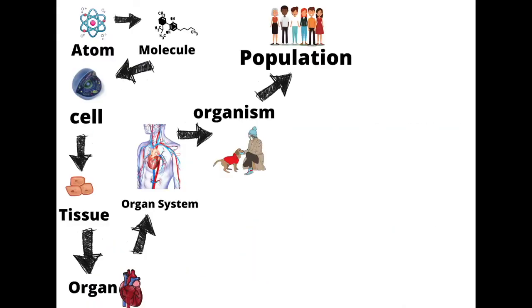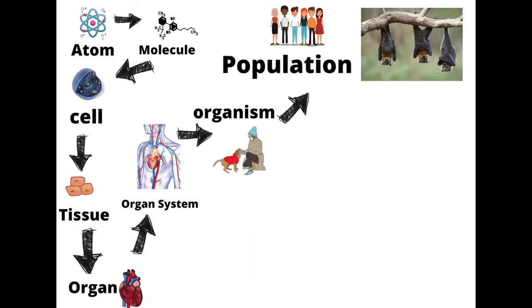After organism, we have population. When you have a group of organisms of the same species grouped together, we call this a population. So for example, we have a group of humans, the human species, and they're grouped together. So this is one population. In this other photo, I have a group of bats hanging out together, and they are of the same species. They are multiple organisms hanging out together. So we call this a population.